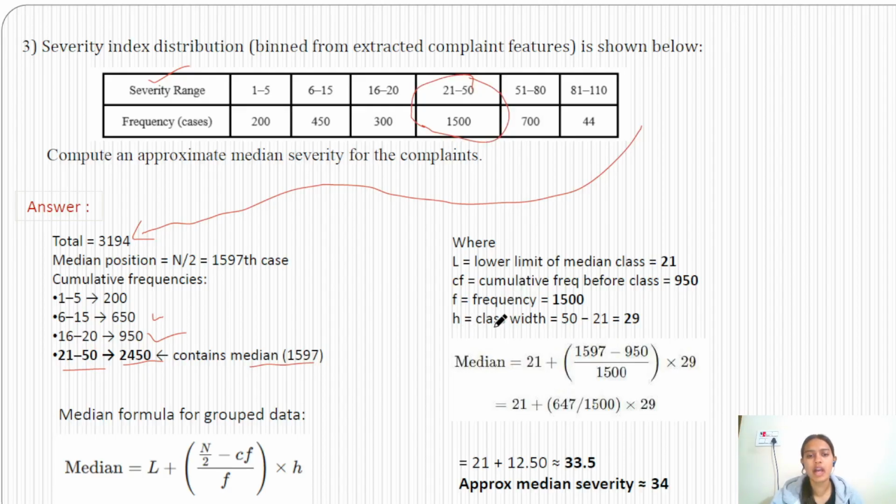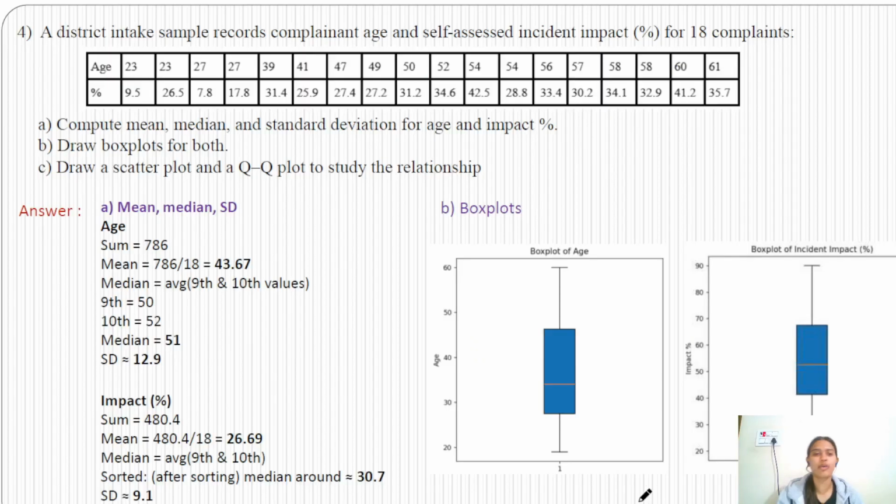And H is the class width. So higher limit minus lower limit, we get 29. So this is the class width. We'll put all these values and we will get the answer as 33.5. Approximate median severity is 34.